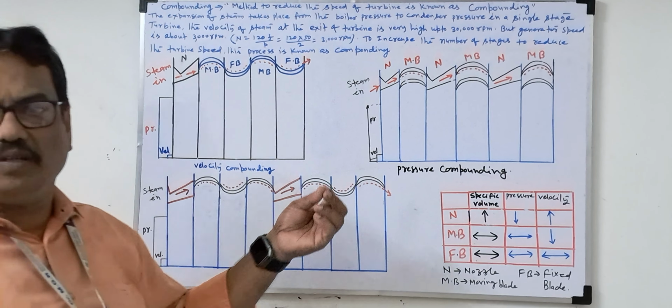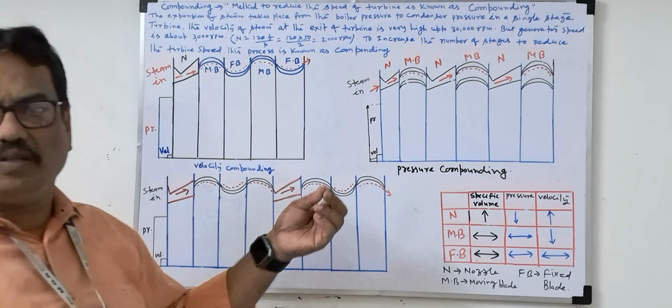The velocity of steam at the exit of the turbine is very high. If expansion of steam takes place in a single stage, the speed of the turbine rotor blade will be very high. Approximately how much? 30,000 RPM. But we know the generator speed is approximately 3,000 RPM. How do we know? See this.